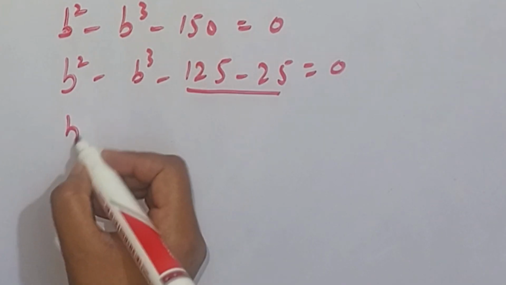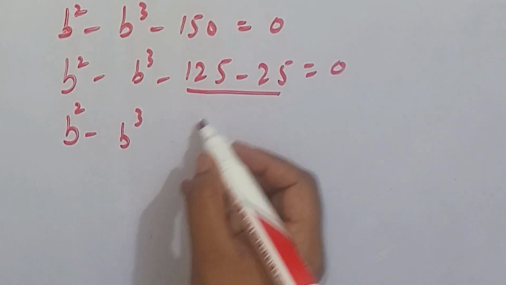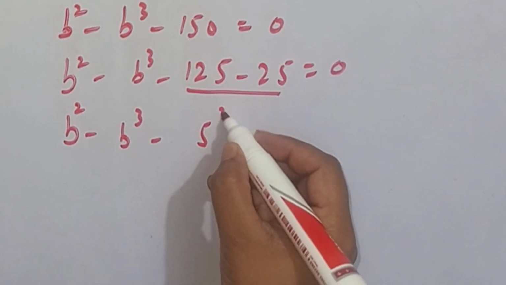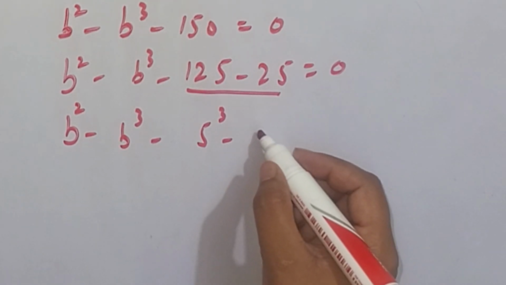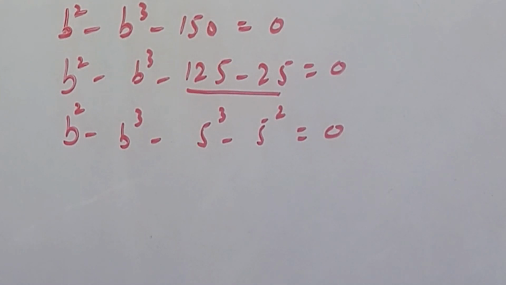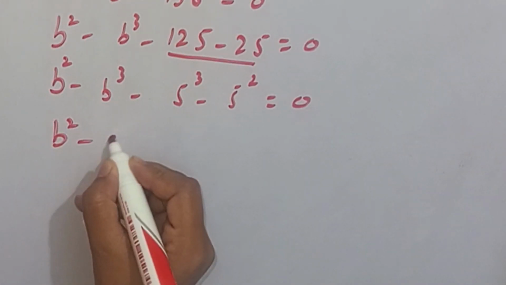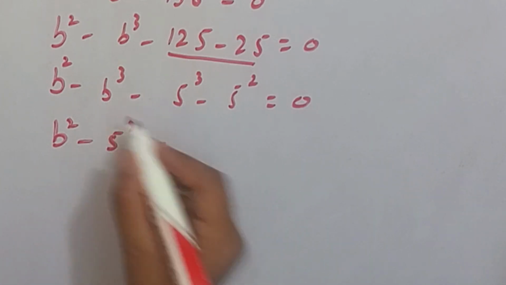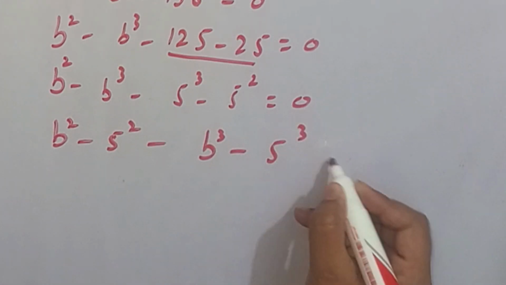square. Copy the remaining two values, and we write this 125 as 5 cube, and we write this 25 as 5 square. Now we rearrange this equation. So we write this as b square minus 5 square and minus b cube minus 5 cube. This is equal to 0.